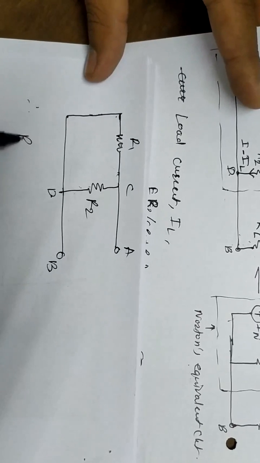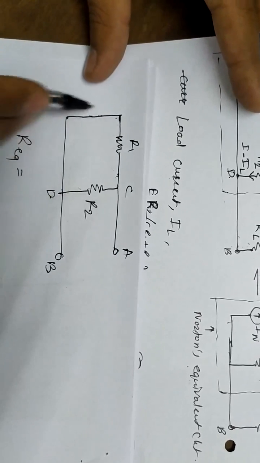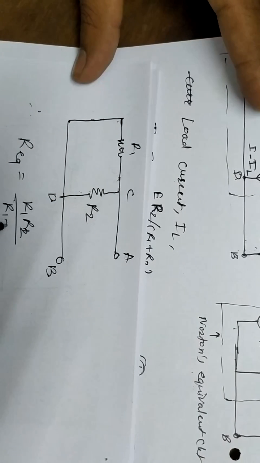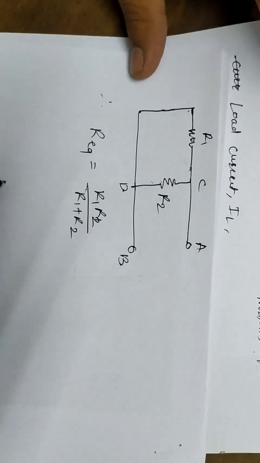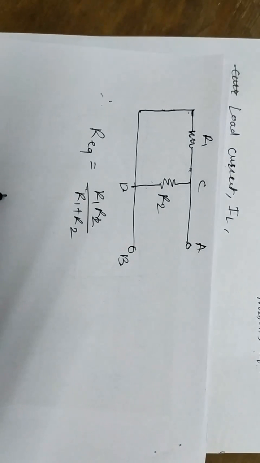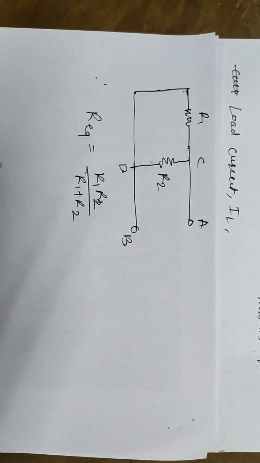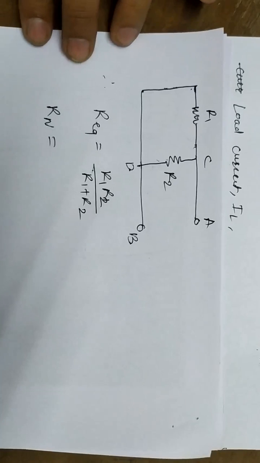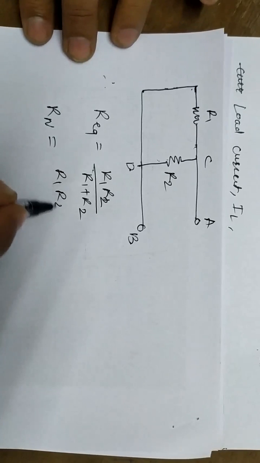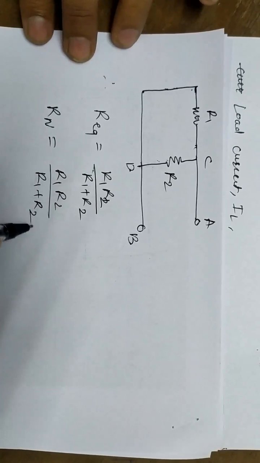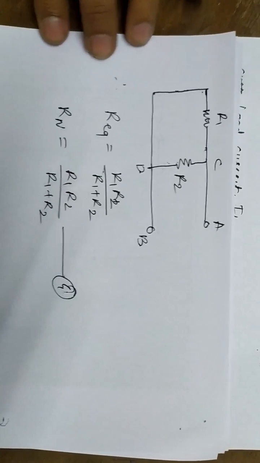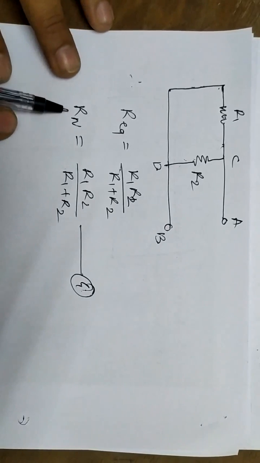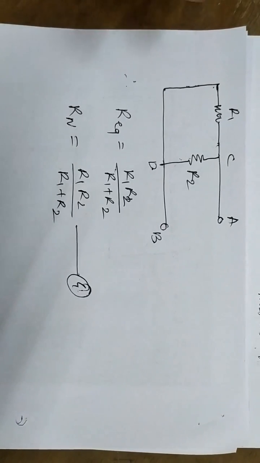Therefore, the equivalent resistance of this circuit will obviously be R1 R2 upon R1 plus R2. This equivalent resistance is called RN, that is Norton's resistance, which is R1 R2 upon R1 plus R2. This is equation number 4. Now we have both values, RN and IN.